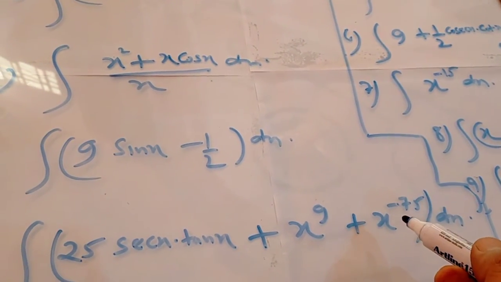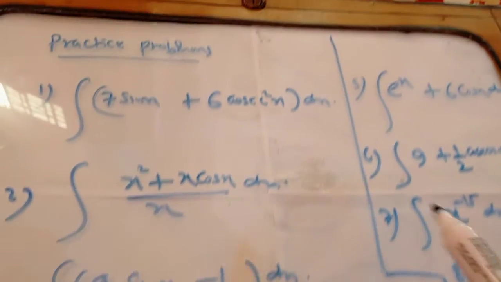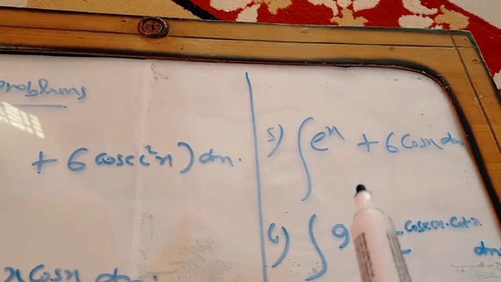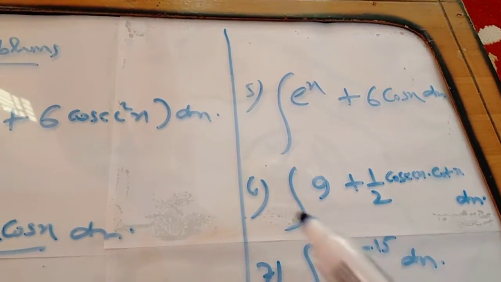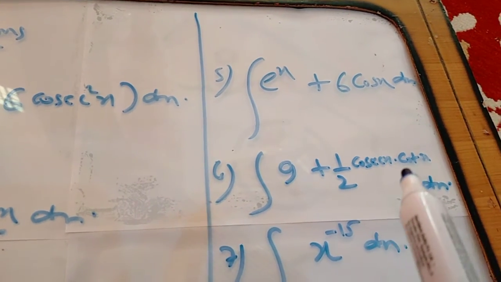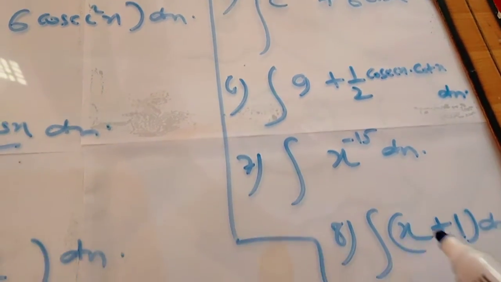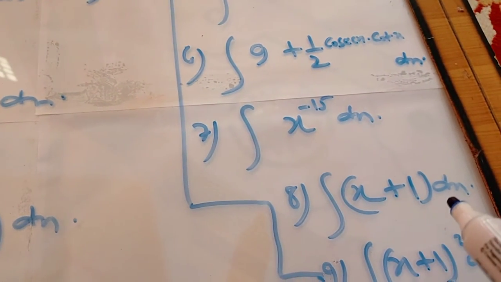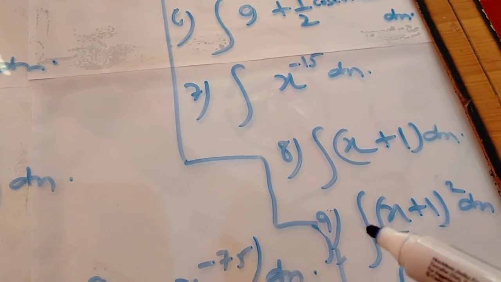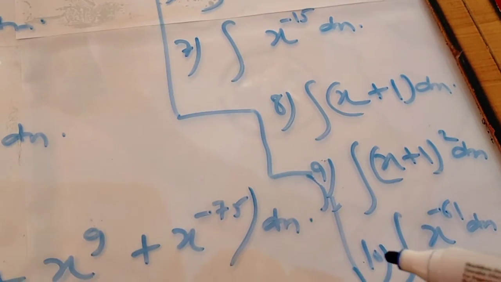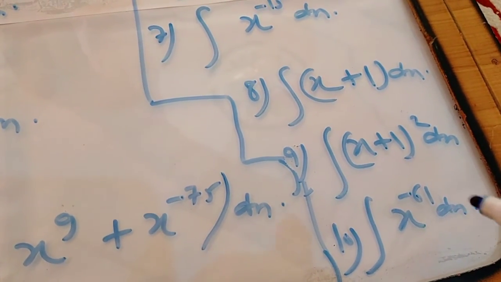Fifth, x raised to the power minus 75 also, e raised to the power x plus 6 cosec x dx. Next question, 9 plus half cosec x cot x dx. Seventh question, x raised to the power minus 15 dx. Eighth, x plus 1 dx. Ninth question, x plus 1 whole square dx. Tenth question, x raised to the power minus 61 dx.